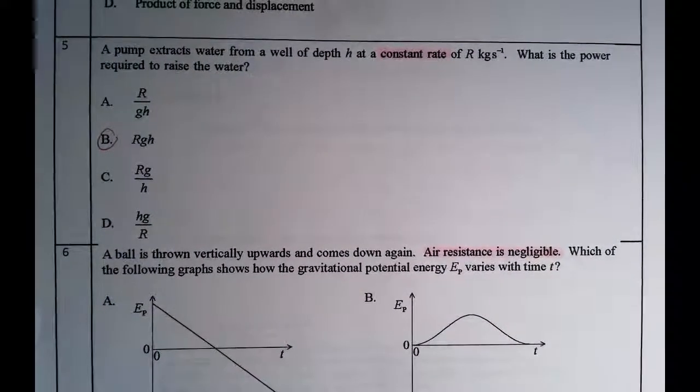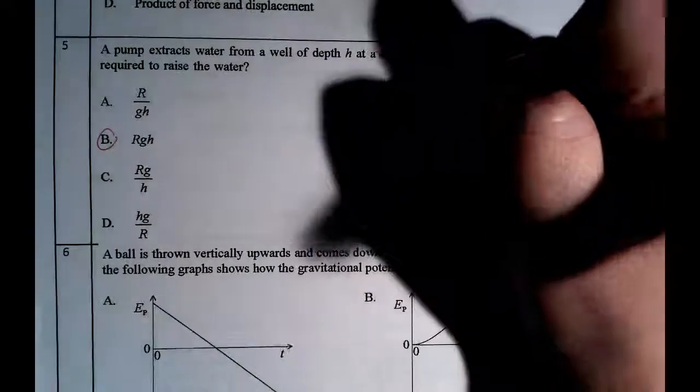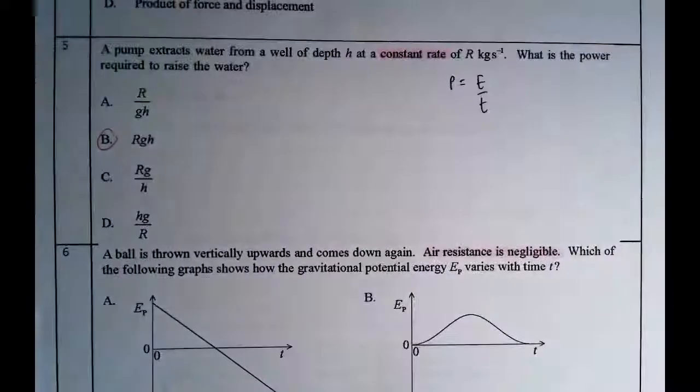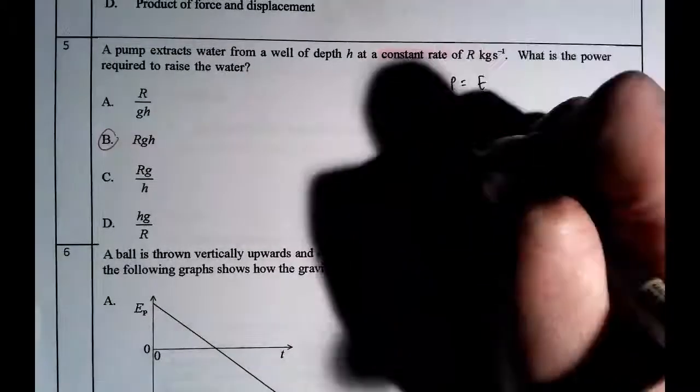Okay, so a pump extracts water from a well of depth h at a constant rate of r kilograms per second. What is the power required to raise the water? Okay, so power is energy over time. Energy transferred over time taken. The energy that is being supplied is going to increase its gravitational potential energy, and that is going to be E is equal to mgh.